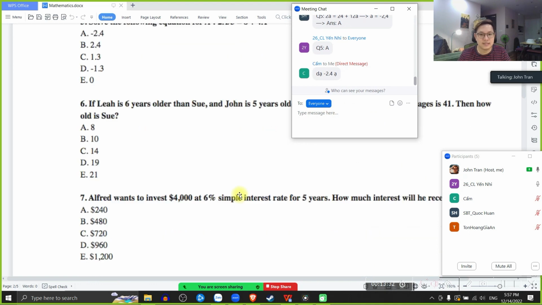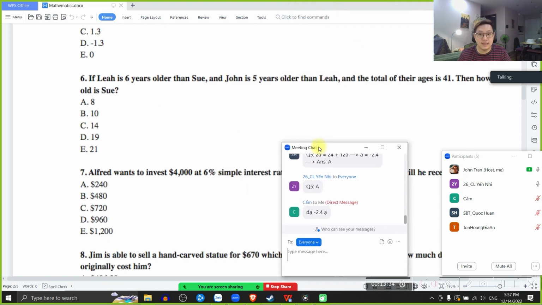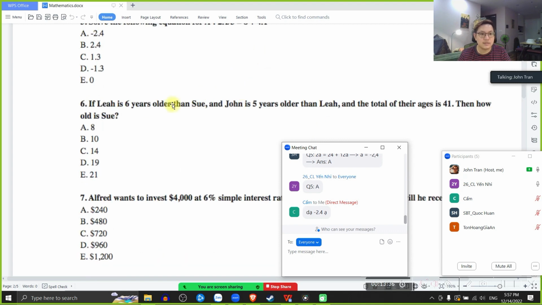Okay, let's do number six. If Lê is 6 years older than Sue and John is 5 years older than Lê, the total of their age is 41 and how old is Sue? Nếu mà bạn Lê này già hơn bạn Sue 6 tuổi, John thì lại lớn hơn Lê là 5 tuổi. Tổng số tuổi của họ là 41 tuổi thì bạn Sue này bao nhiêu tuổi? Okay, let's do this one now.